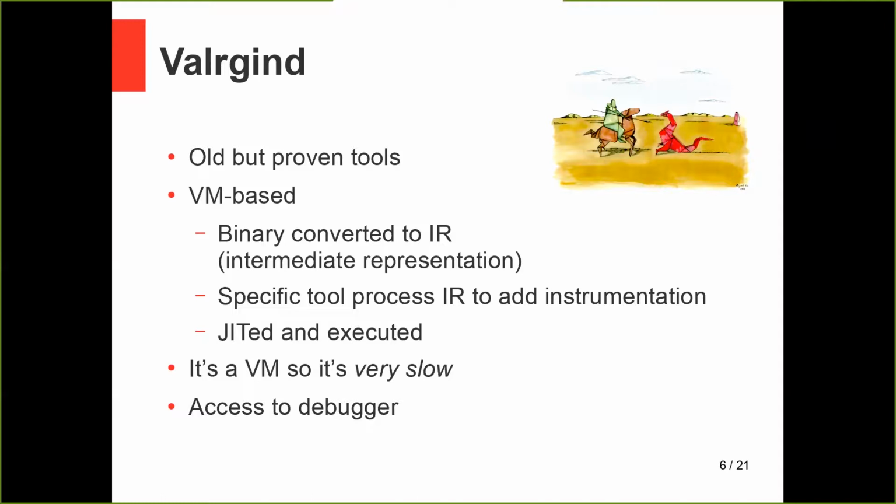This tool works by having a virtual machine. The binary you're trying to execute is going to be converted into some intermediate representation for this VM. Then you have different tools which will add instrumentation to help you check whatever you want to check. And then the thing is jittered and executed. Because it's a virtual machine, it's going to be extremely slow. It also has access to a debugger, so you can debug with GDB if you want, and also you get all the extensive information about which line of code caused your problem.